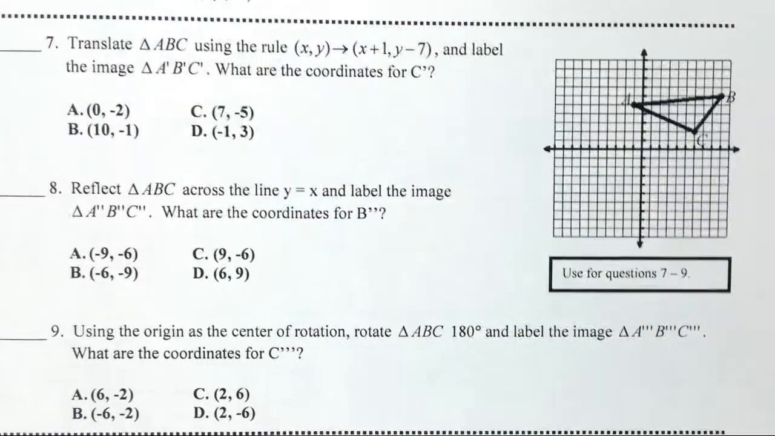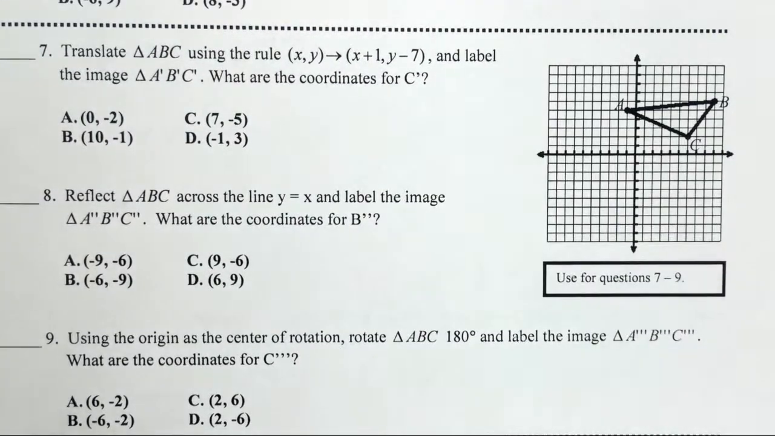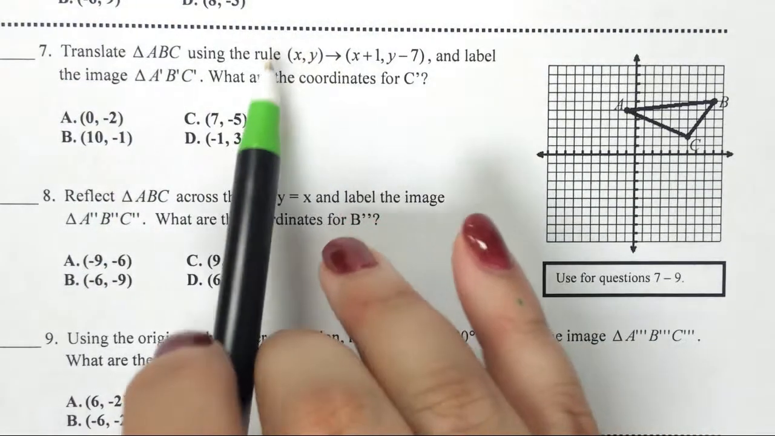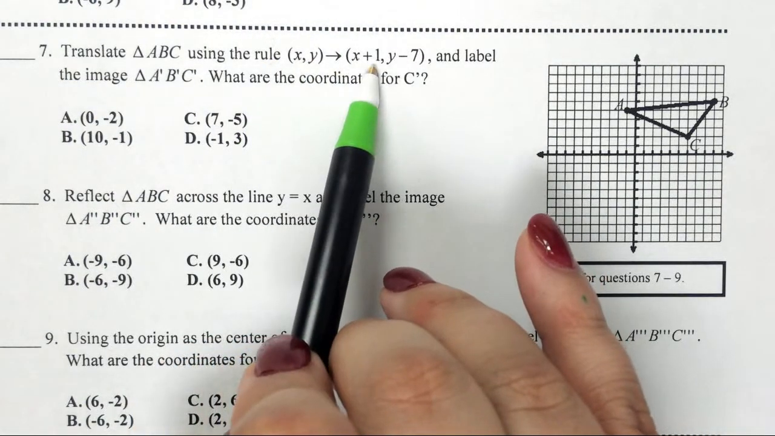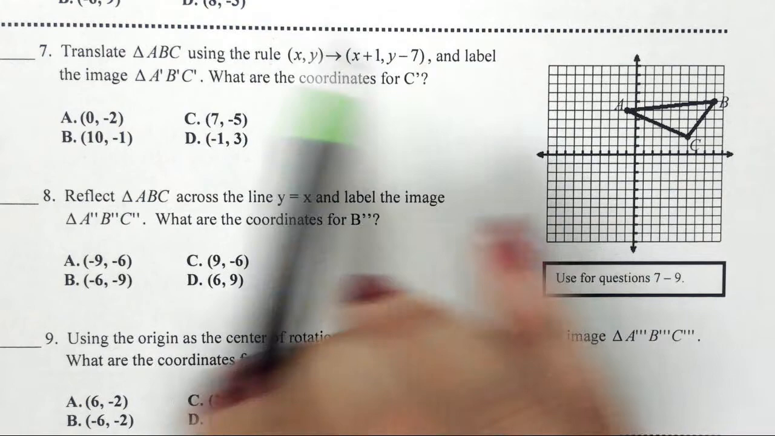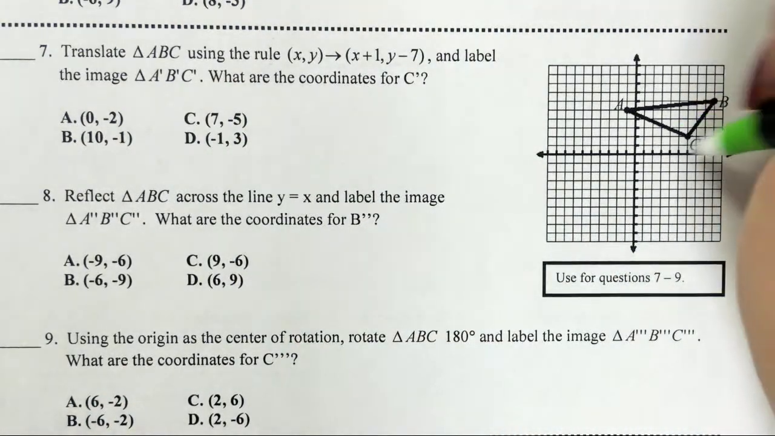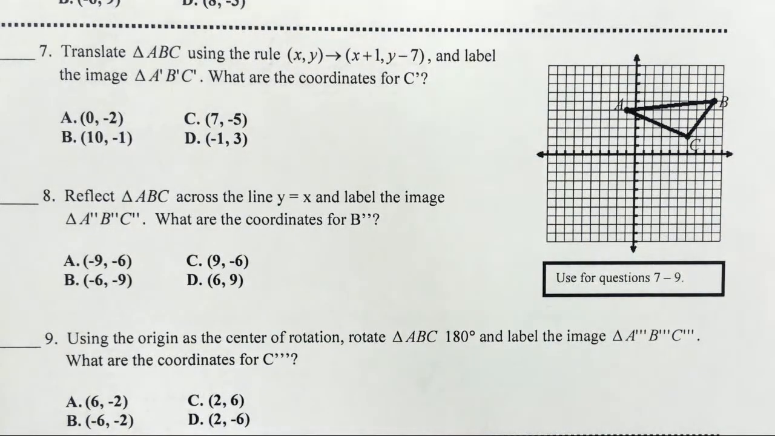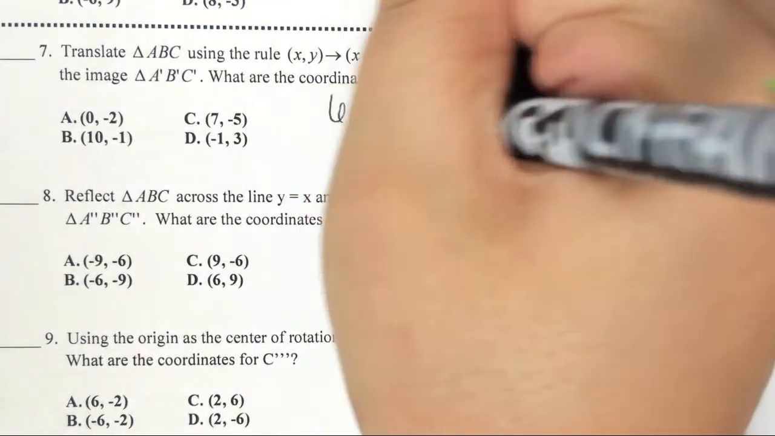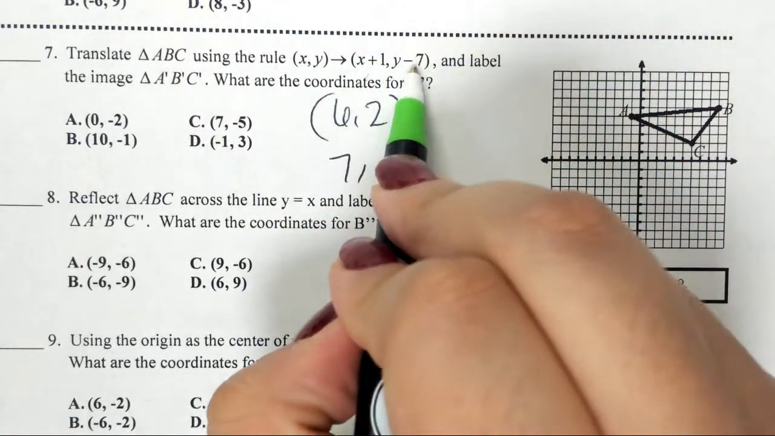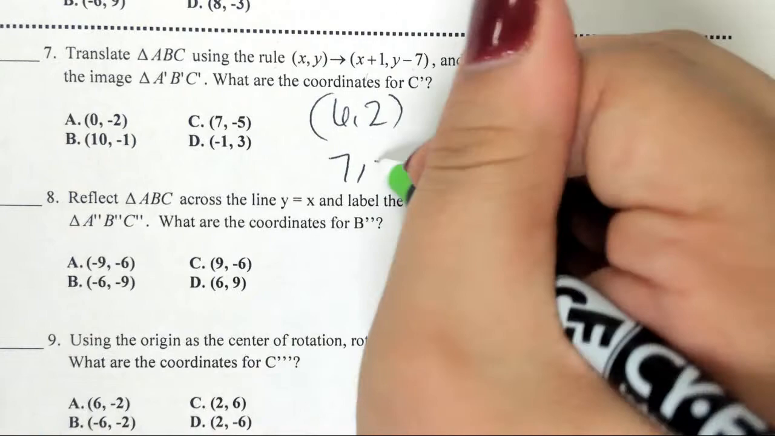Alright, for this next section. So it's doing the same thing, you're just doing 3 more rules. So right here, I want to apply the rule x plus 1, y minus 7. What are the coordinates for C? Well, C is at, again, 6, 2. And so if I add 1 to x, like it says right there, I end up at 7. If I subtract 7, I end up at negative 5, which gives me C.